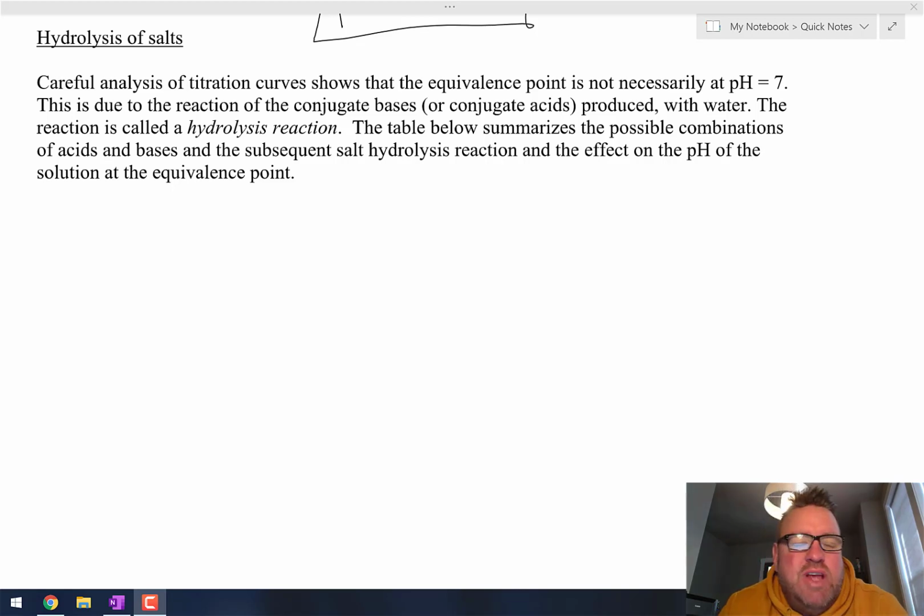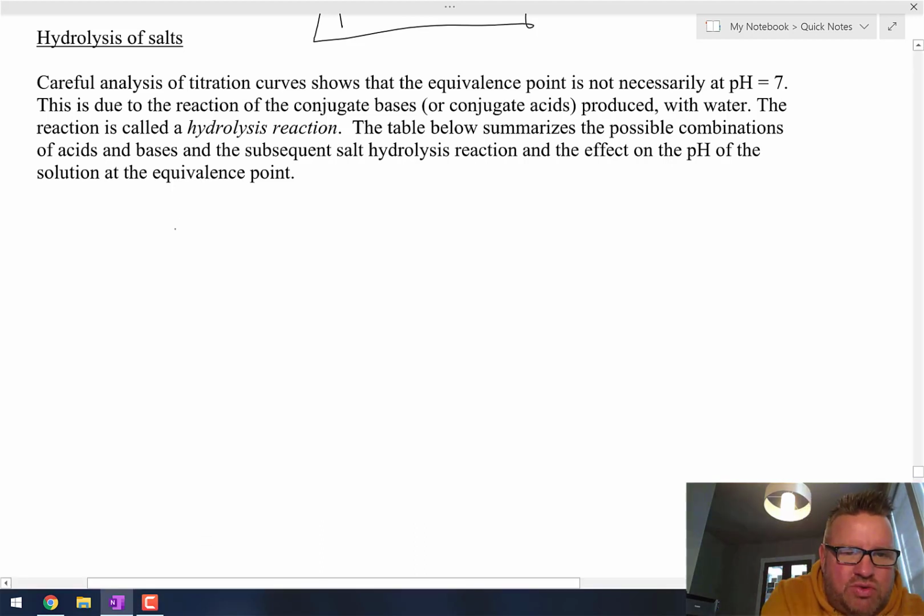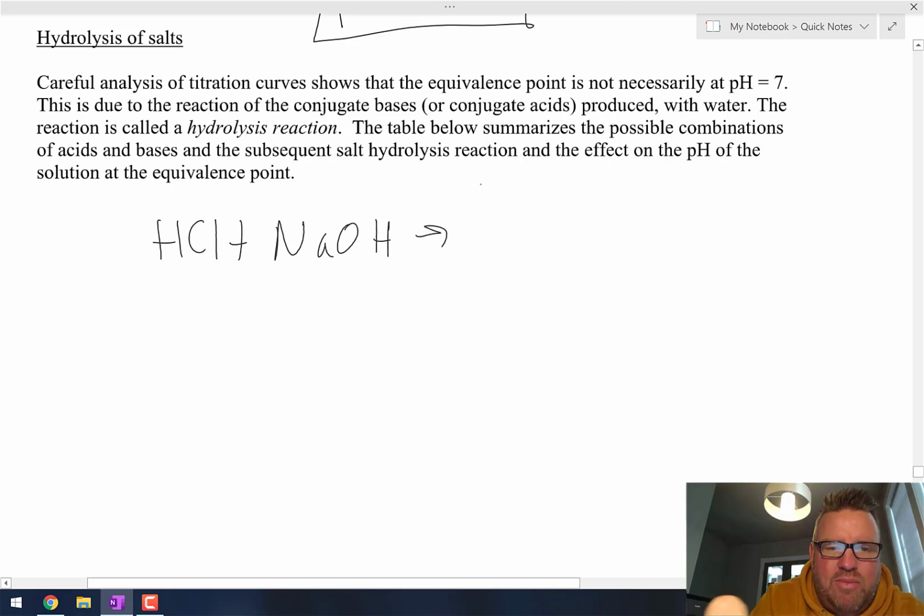So many times it comes up in a titration about what is the pH of the solution when you reach the equivalence point. And if you think about a strong acid such as HCl and a strong base, in that reaction, think about what you have left. You're going to make water.